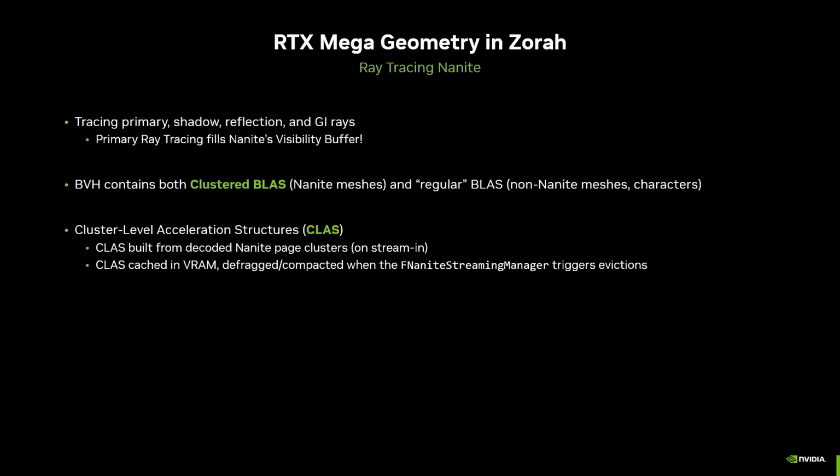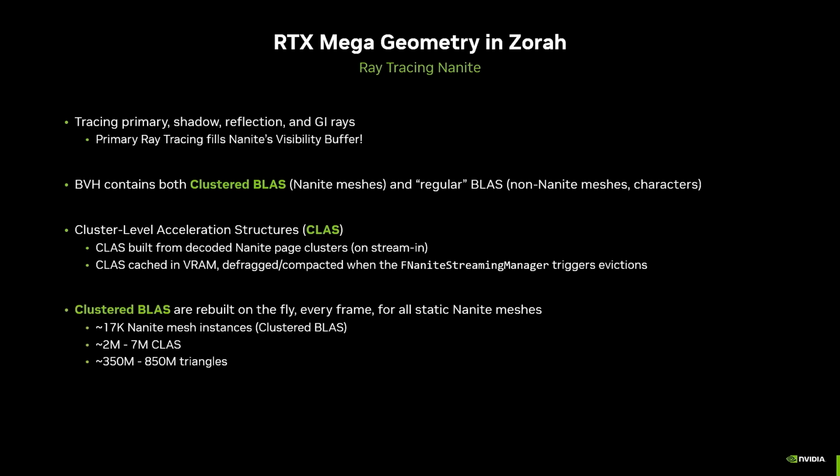And a small bit about how this works in Unreal Engine: those CLASs are built from decoded Nanite page clusters on stream-in. So as Nanite is bringing geometry in and out of the engine, we turn those into CLASs, cache them in VRAM, and then do a bit of GPU defragging so that we keep in sync with the Nanite streaming manager. And so we do this every frame where we need to. We build the CLASs on the fly, and then we build clustered BLASs from them. And we do this for all of the static Nanite meshes in Zorah.